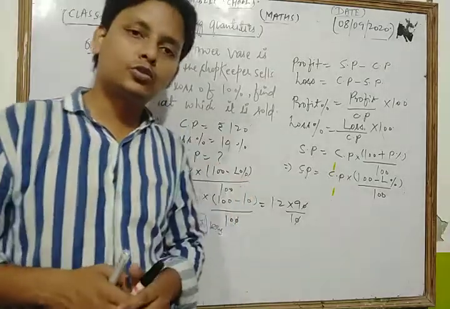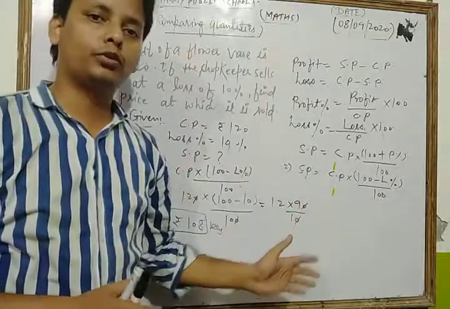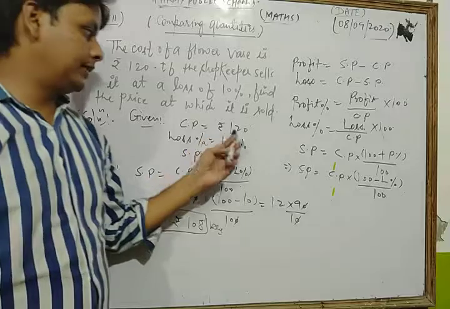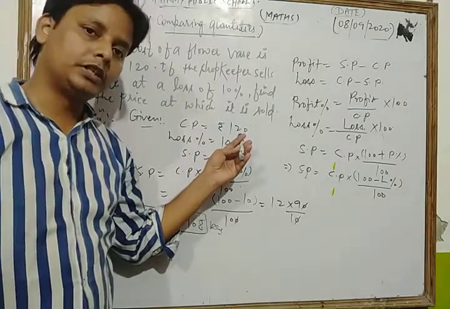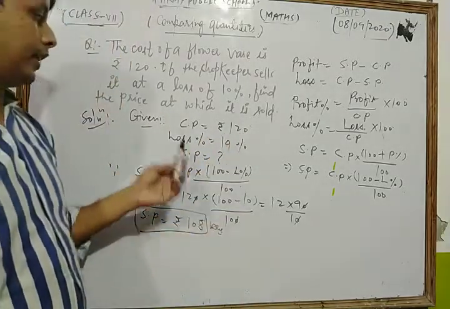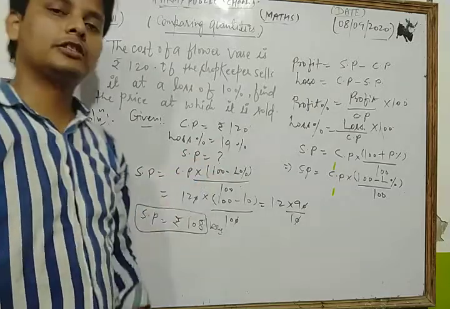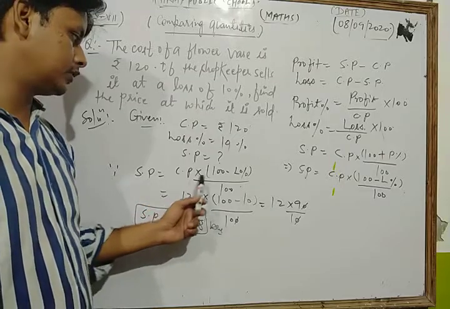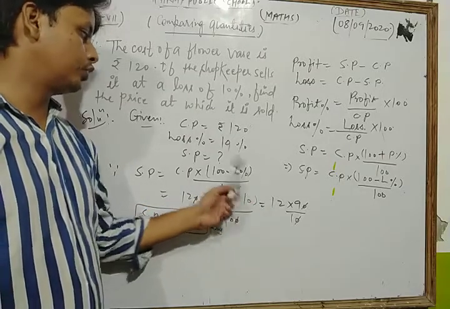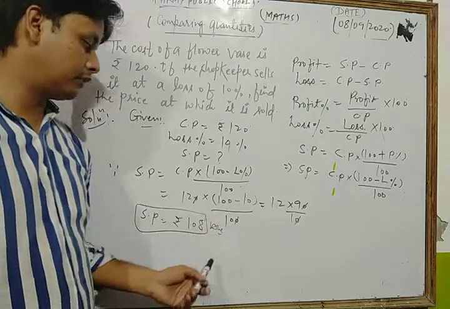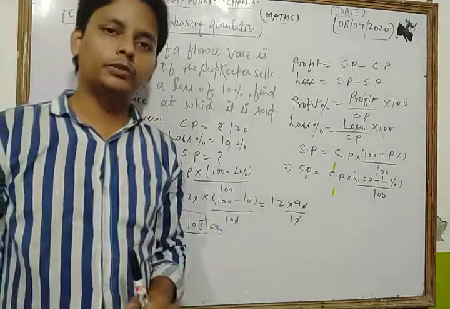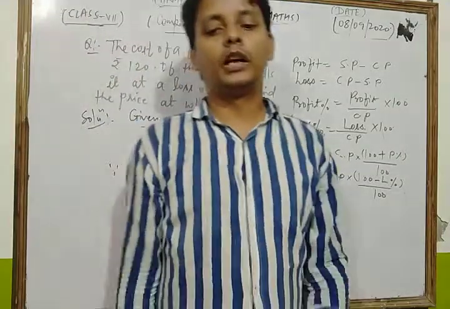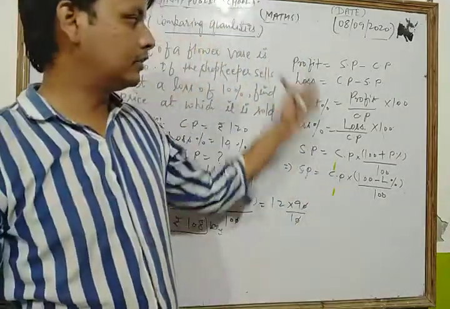So, dear students, in this way you can solve this type of question. Let's see it once more. The cost price of the flower vase is given as rupees 120, we have to find the selling price, and the loss percent is given as 10%. We know the formula: selling price is cost price into (100 minus loss percent) by 100. So we put all the values in that formula, and in this way we find the selling price of that object, which is 108. So, dear students, in this way we use that formula.